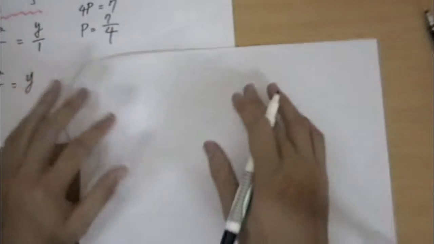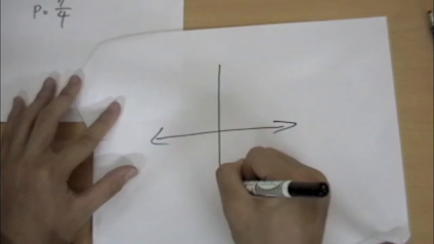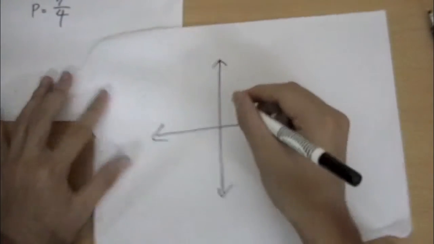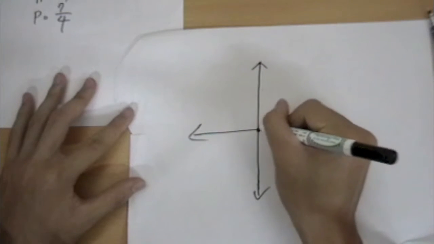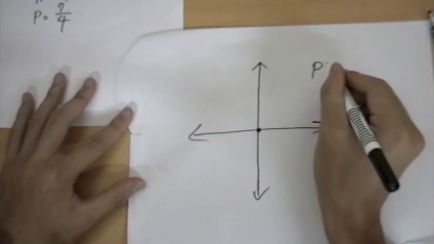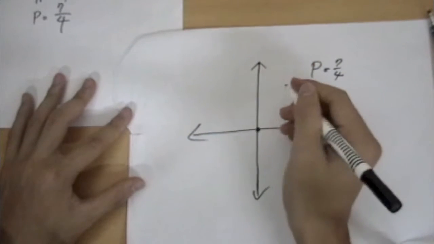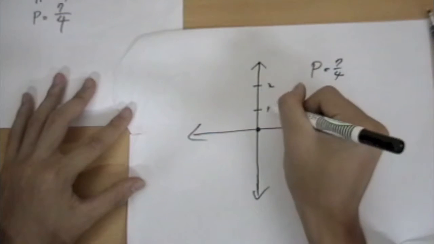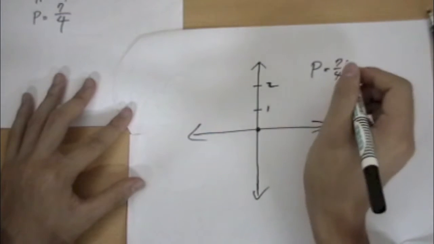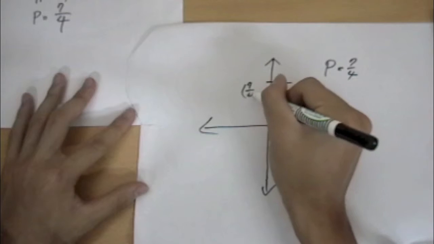Now we can sketch the graph. We first make a coordinate system like this. The vertex of the parabola is at the origin. The focus is 7 over 4 units up, and we scale it and make it 1 and 2, and the focus is about here, which is 0, 7 over 4.